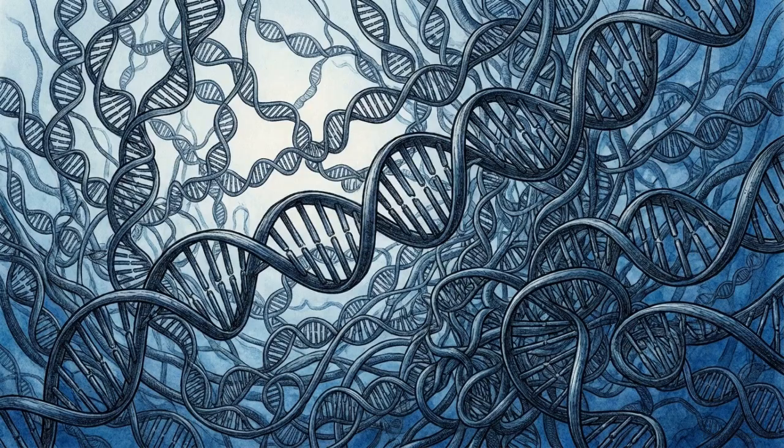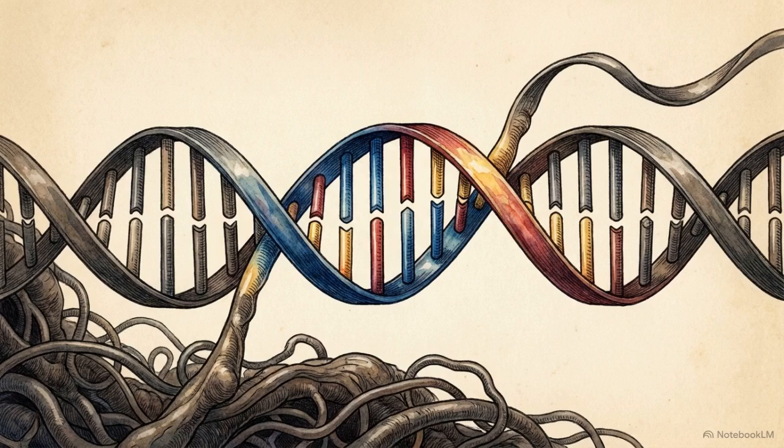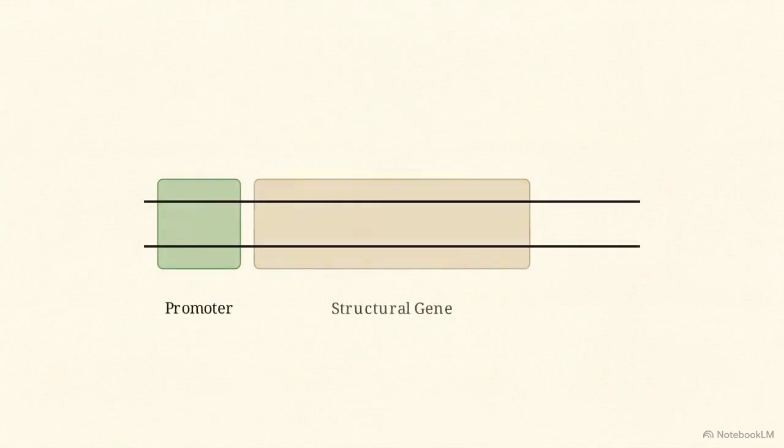The first logistical problem a cell faces is navigation. DNA is a massive molecule, and the machinery needs physical boundaries to know exactly where a specific gene starts and ends. This diagram shows a transcription unit. It is defined primarily by three distinct regions: the promoter block at the start, the structural gene in the middle, and the terminator block at the end.